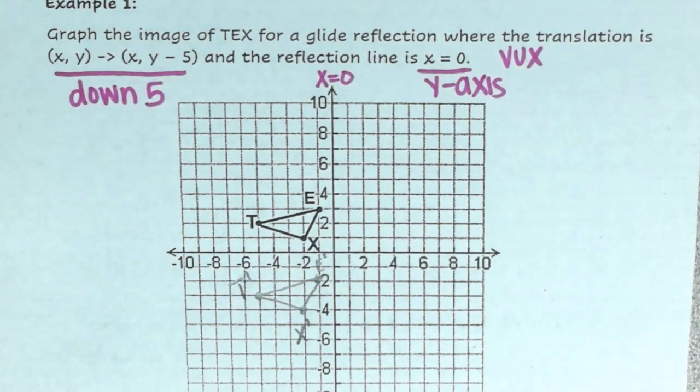Yep, I just went down 5 for each point. Now, how do I reflect over the y-axis? How do you do a reflection? Make the x negative. You could make the x's negative. Perfect. Or you can count.